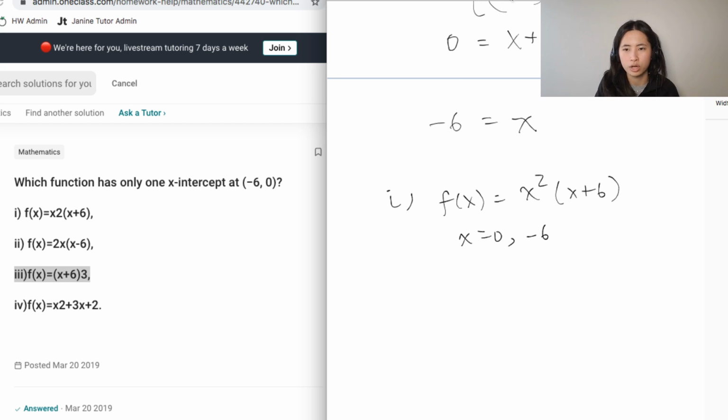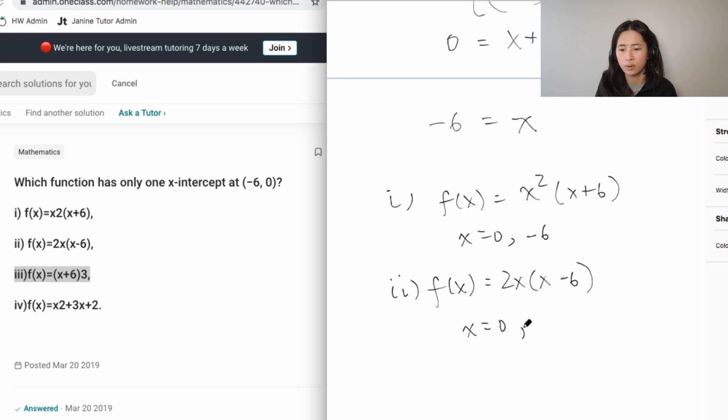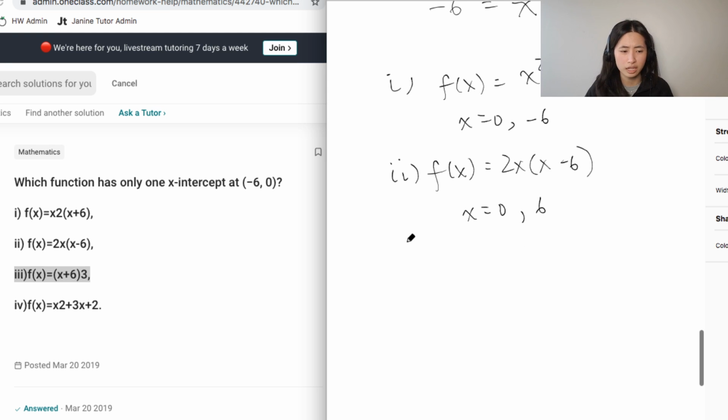Okay, so maybe we can move on to option 2. So for option 2, you have f of x, and this is equal to 2x times x minus 6. So right off the bat, you can see that one of your x's is going to be 0, so that's 2x, so that's 0. And then for here, you have x minus 6, which is just going to be positive 6, right? So that's why you have two x-intercepts, and it's actually found at positive 6 and 0, not at -6.